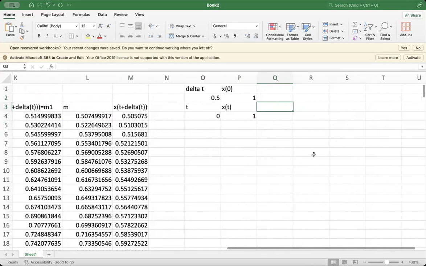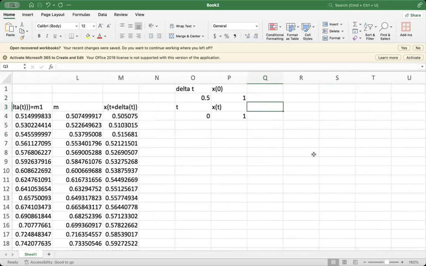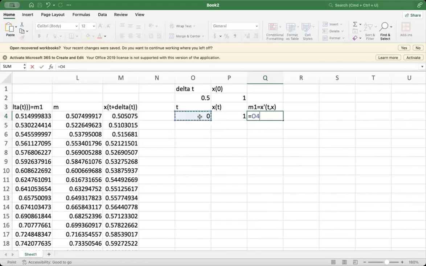The next column, according to the algorithm, is we need to compute m1. So m sub 1 is just our slope, so x prime evaluated at the first point. And so t and x, I think that's fine. And so if we're doing t minus x, this will be t minus x. And so that's our approximation of the slope at that starting point.